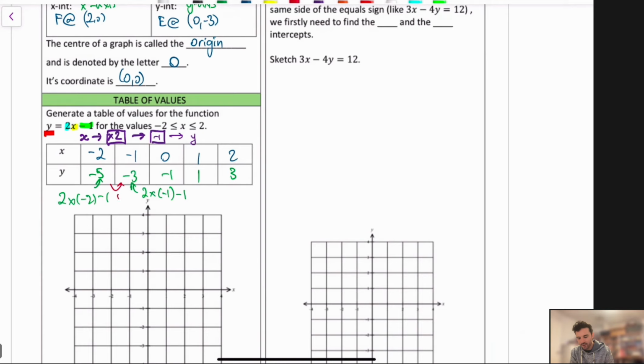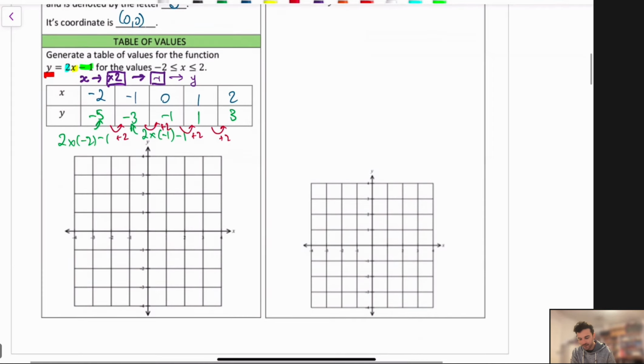Now hopefully you've noticed this pattern. It's going up by 2 every time. And that reflects the gradient as well. So now they're asking you to sketch that function. So negative 2, negative 5, we don't quite have that value on there, but we can put this one there, 0, negative 1, 1, 1, and 2, 3. So there we go, we've got our function, and now we can draw a line between it. And we can even write this as y is equal to 2x take 1.